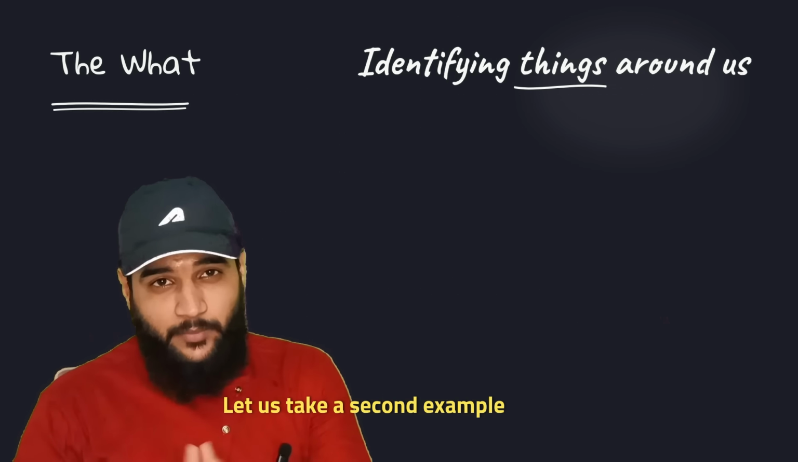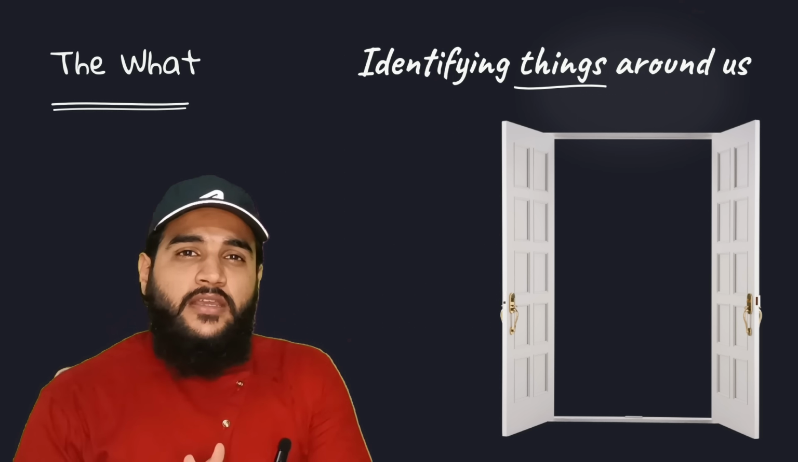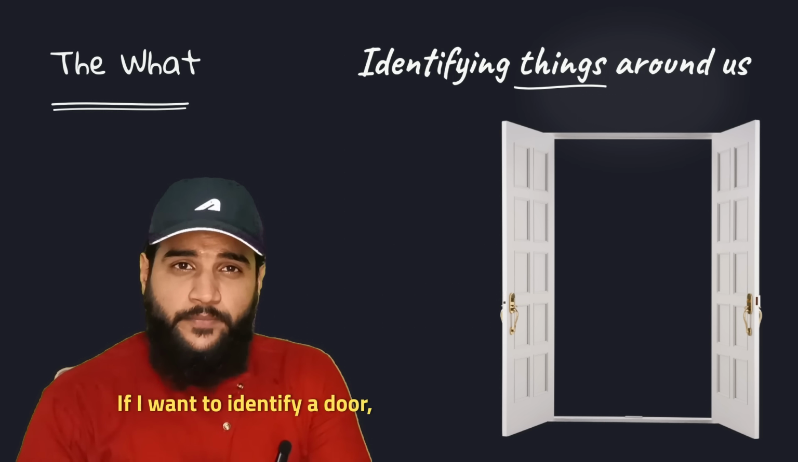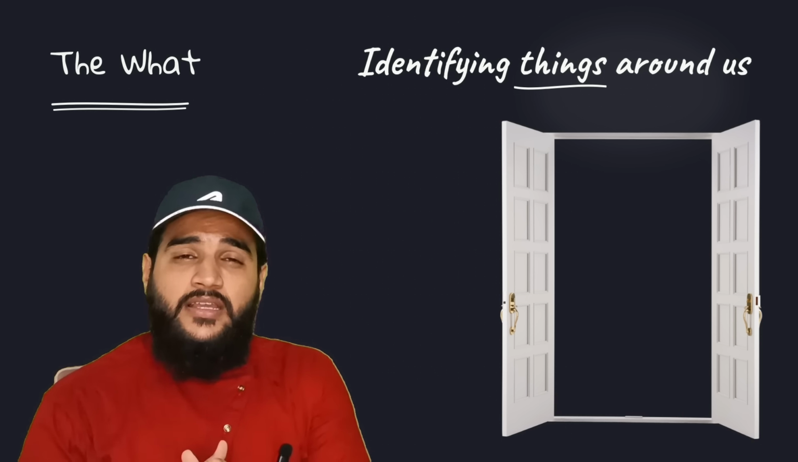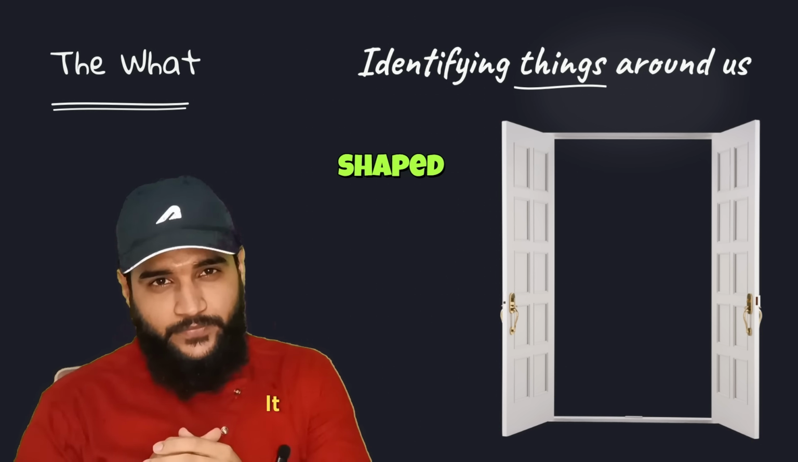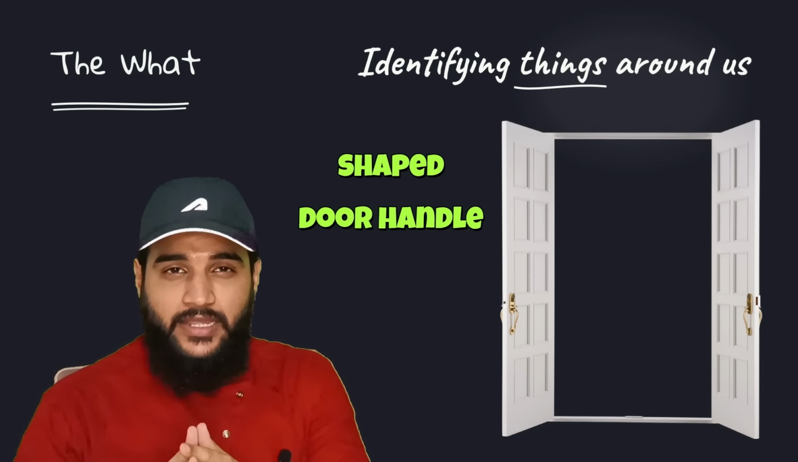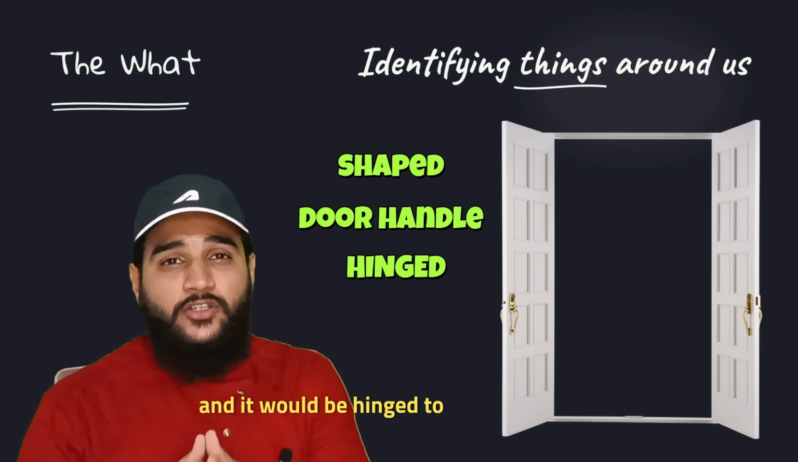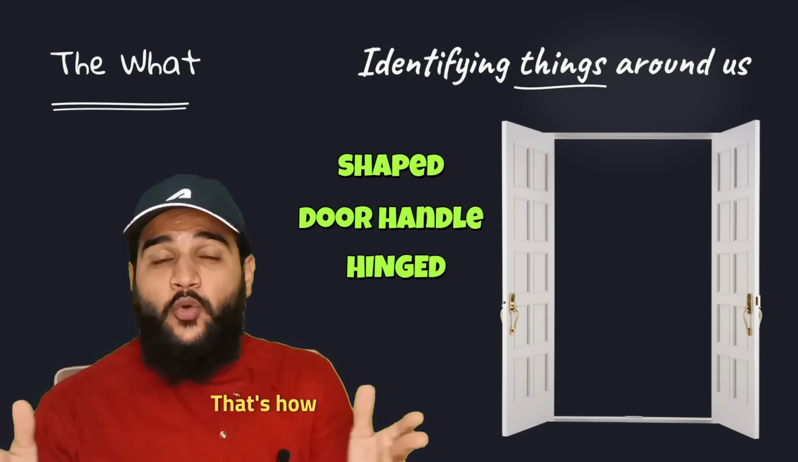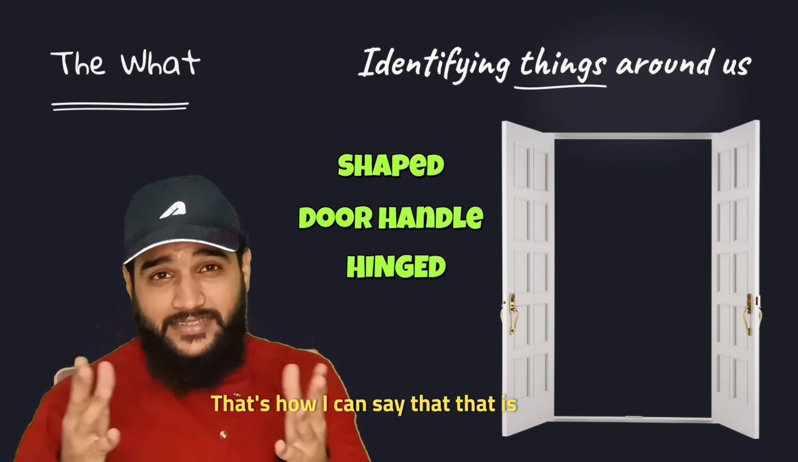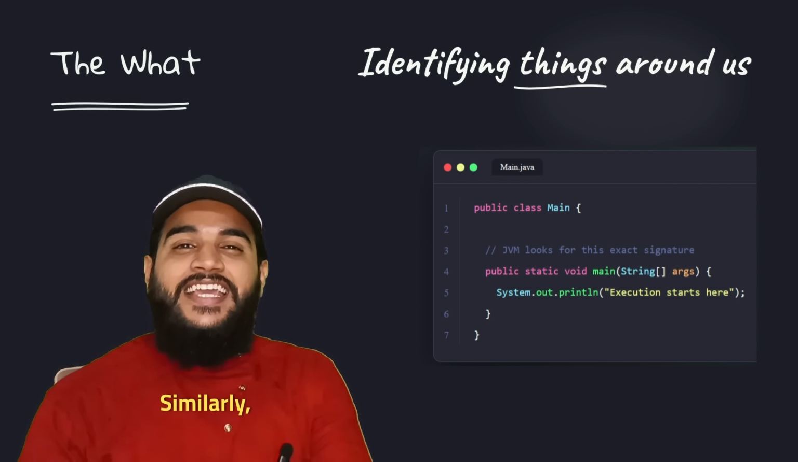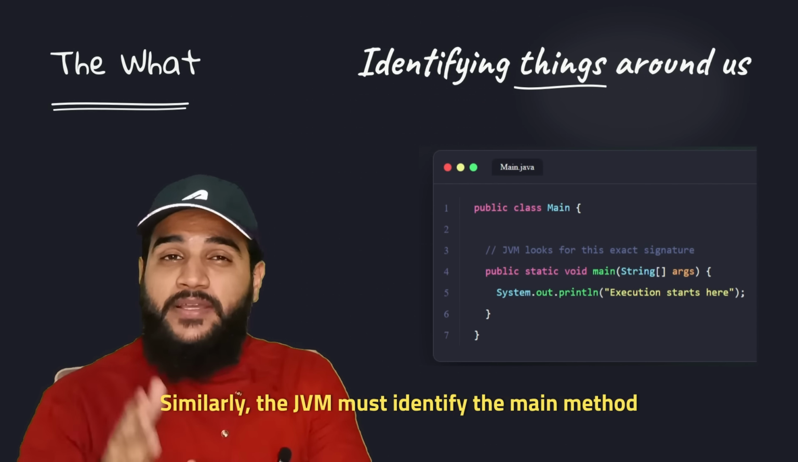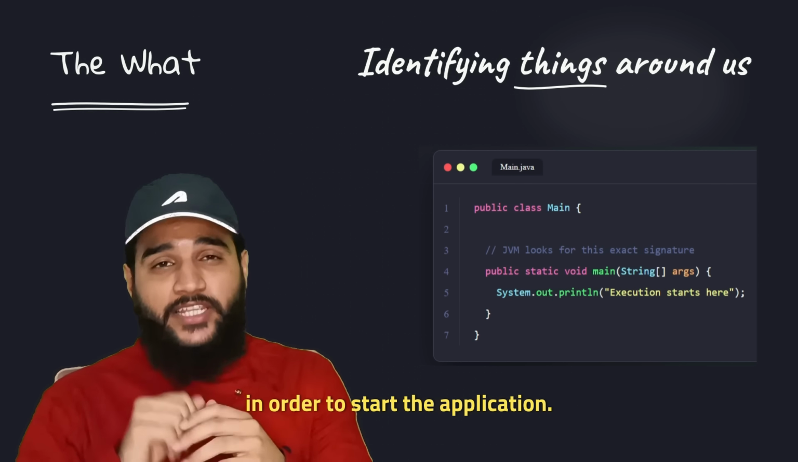Let us take a second example, a door. If I want to identify a door, it would be something like this. It would have been cut dimensionally. It would have a door handle and it would be hinged to the door frame. That's how I can say that that is a door. Similarly, the JVM must identify the main method in order to start the application.